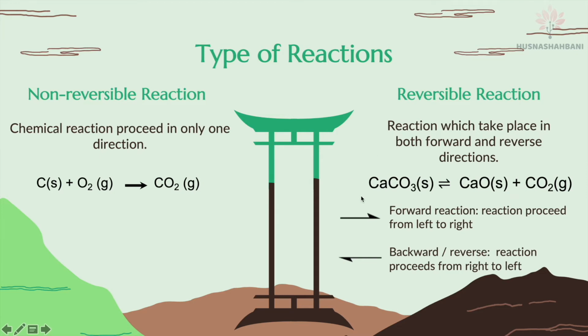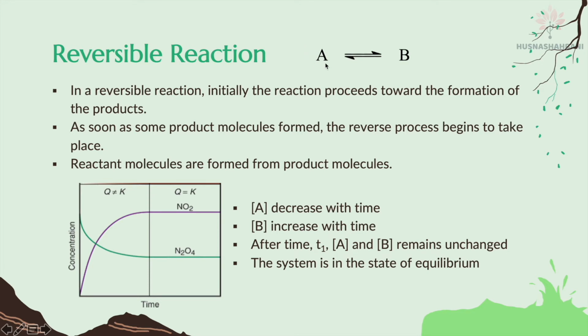become the reactant again. In a reversible reaction, for example, the reactant A produces the product B, which reverses back to become the reactant A. In a reversible reaction, initially the reaction proceeds toward the formation of the products, meaning first from reactant to become the product. As soon as some product molecules form, the reverse process begins to take place, meaning the product can become the reactant again. Reactant molecules are formed from product molecules.